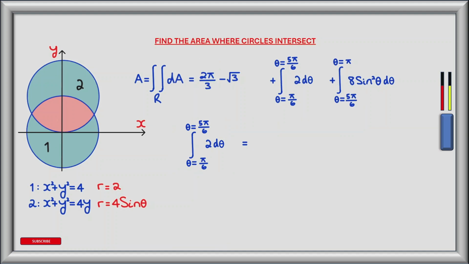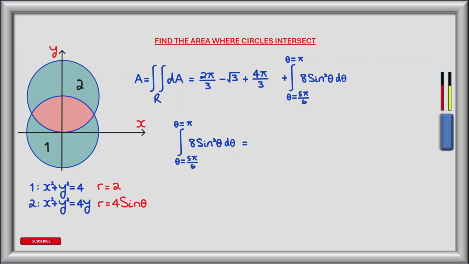For the second of the outer integrals, we want to integrate between theta equals pi by 6 and theta equals 5 pi by 6 of 2 d theta. And using the power rule, the antiderivative is 2 theta, which we need to evaluate between pi by 6 and 5 pi by 6. And plugging in these values of theta, we get 4 pi by 3.